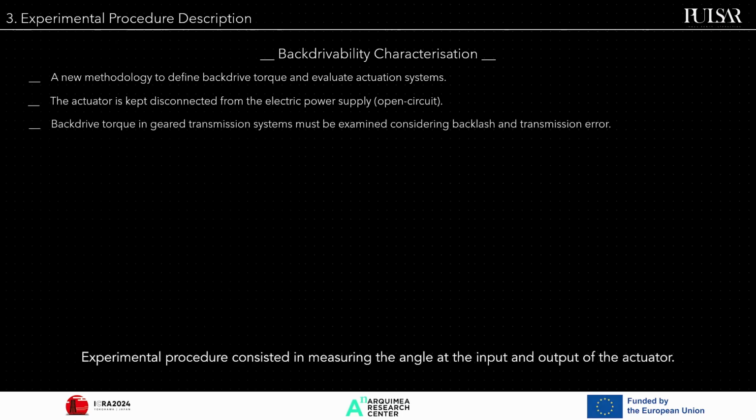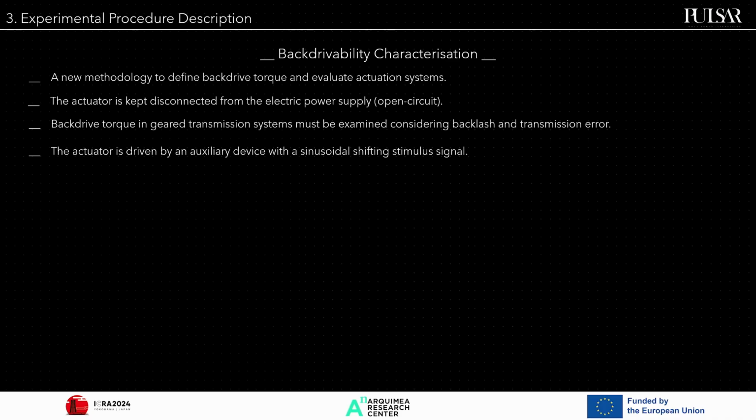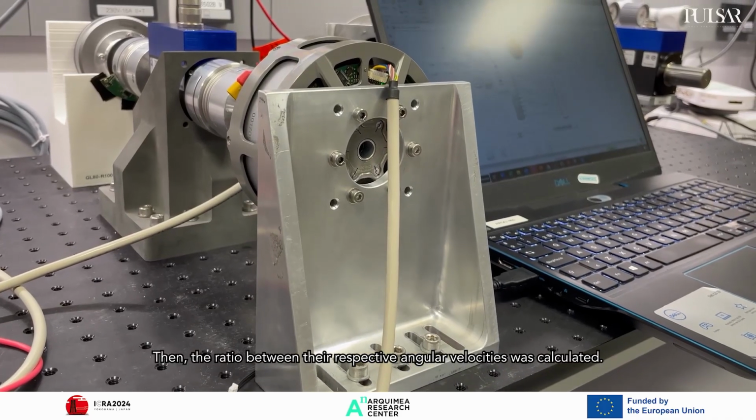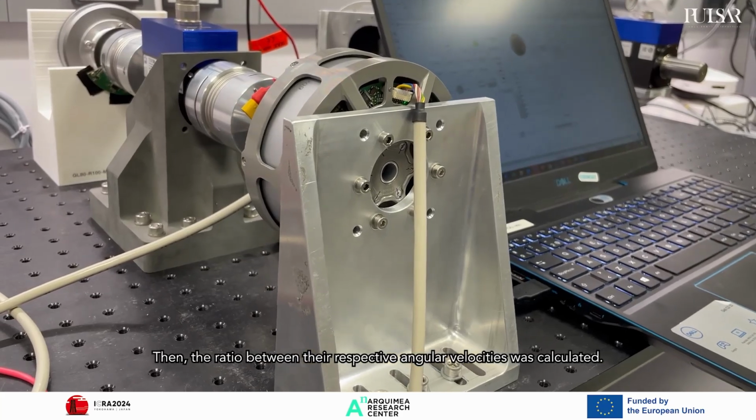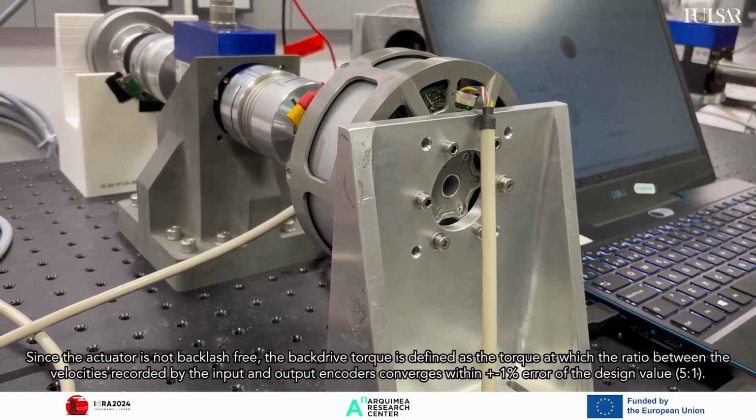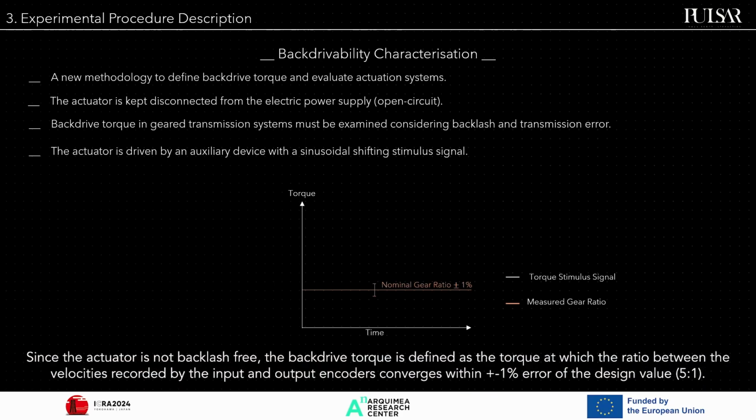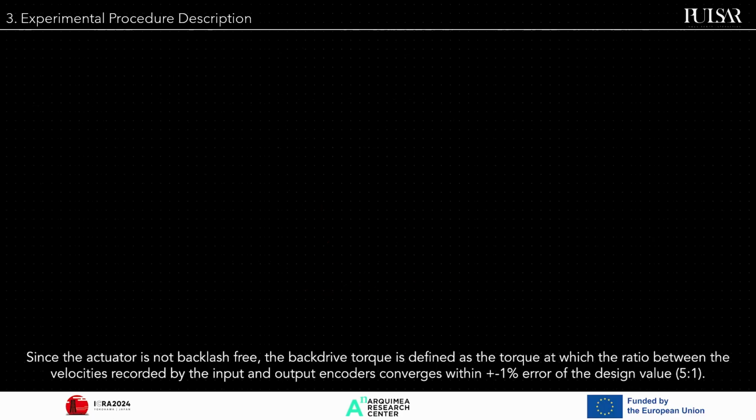The experimental procedure consisted in measuring the angle at the input and at the output of the actuator. Then, the ratio between the respective angular velocities was calculated. Since the actuator is not backlash-free, the backdrive torque is defined as the torque at which the ratio between the velocities recorded by the input and output encoders converges within ±1% error of the design value, 5-to-1.